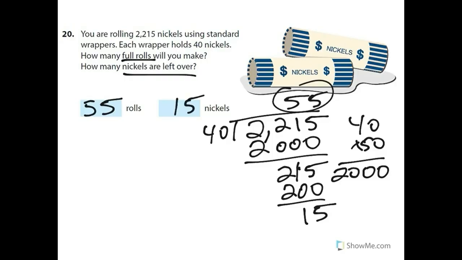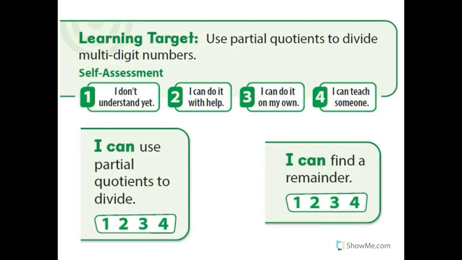Well, alrighty. Man, being the calculator is hard work when you're doing long division, isn't it? We're going to get through this, I promise. Hopefully you can do this on your own, even though it is hard. Right? You can use partial quotients to divide multi-digit numbers, and you can find a remainder.